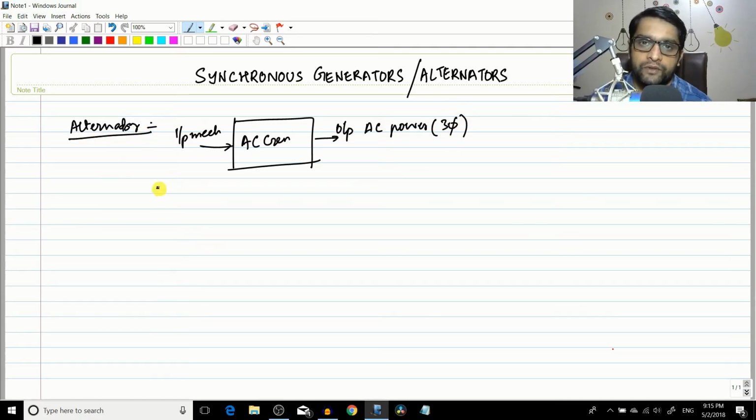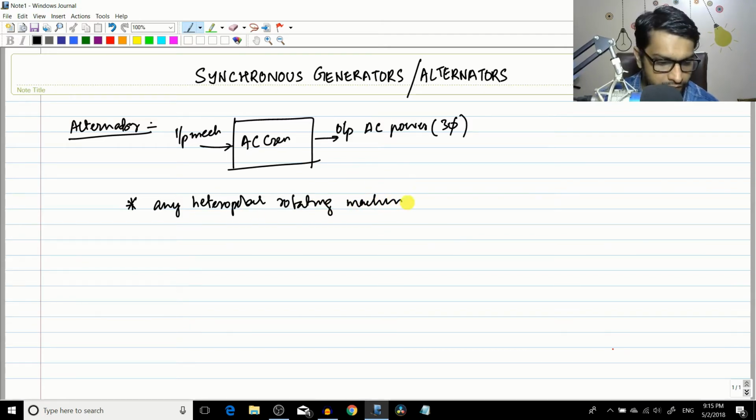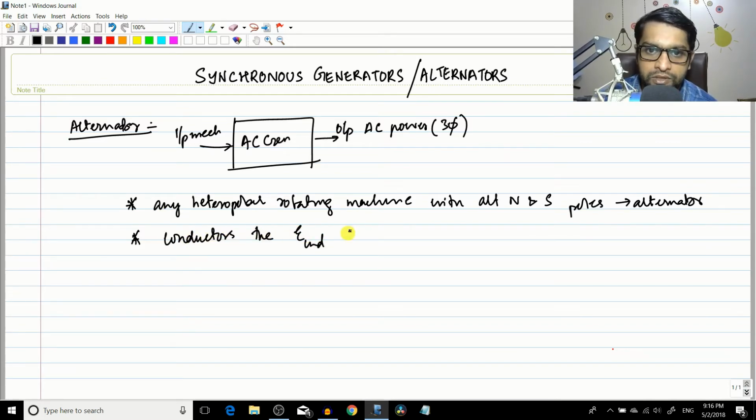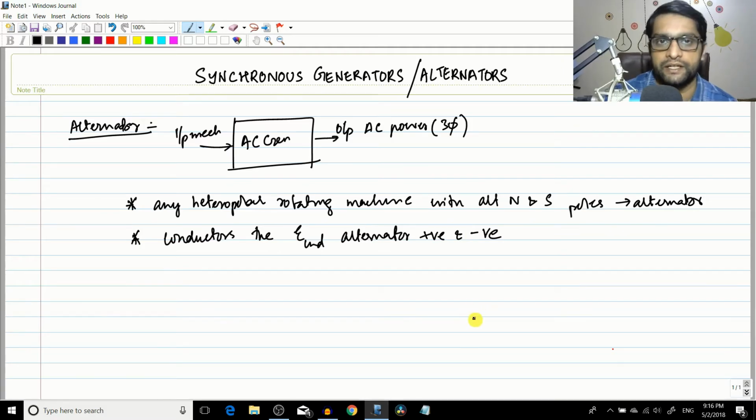So why does the name alternator come? It is because any heteropolar rotating machine, heteropolar meaning having multiple poles, with alternate north and south poles, is called an alternator. The reason is that in the conductors, the induced voltage polarity alternates between positive and negative. So in the conductors, the induced EMF, E induced, alternates positive and negative. And how is it inducing positive and negative? Because the conductors come under different polarities at different points of time.